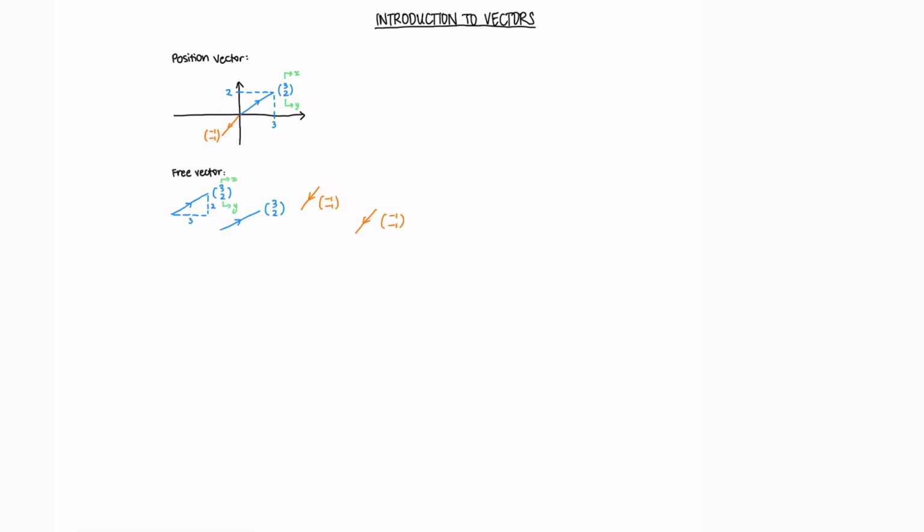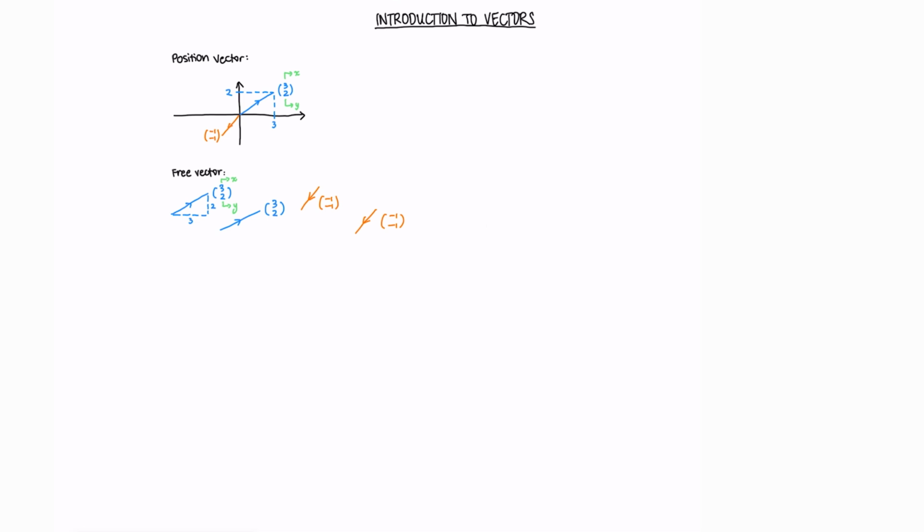Next, we'll be covering free vectors. Position vectors and free vectors are slightly different. Free vectors can be moved anywhere. For example, this vector (3, 2) over here is not defined by its position relative to the origin, but actually by how long and how tall it is.